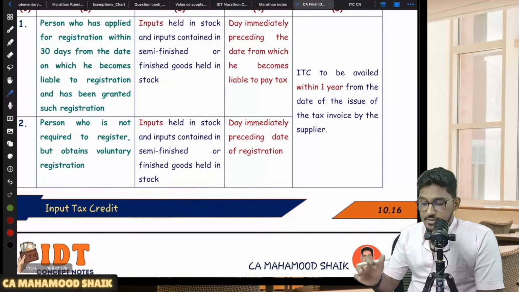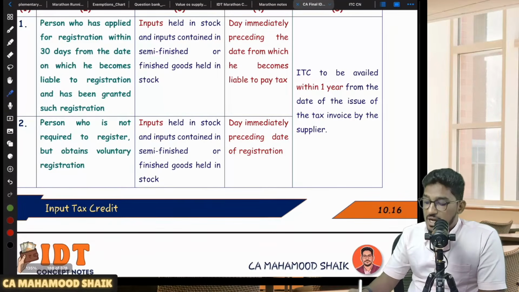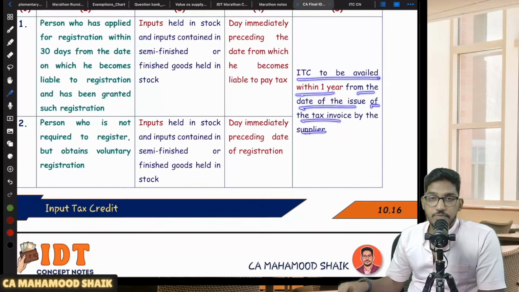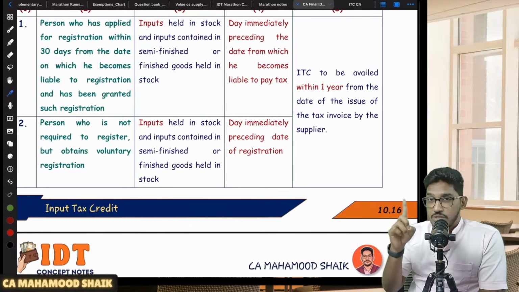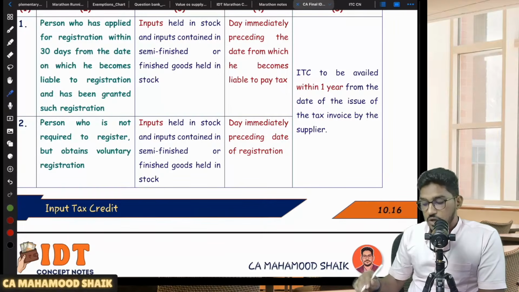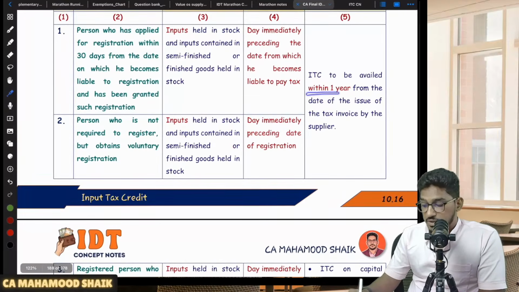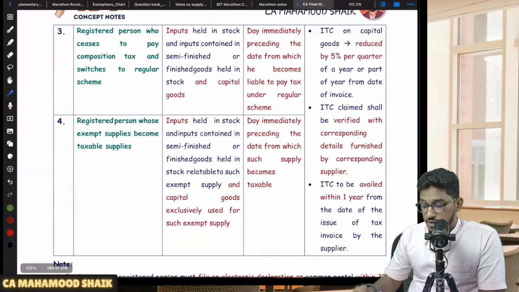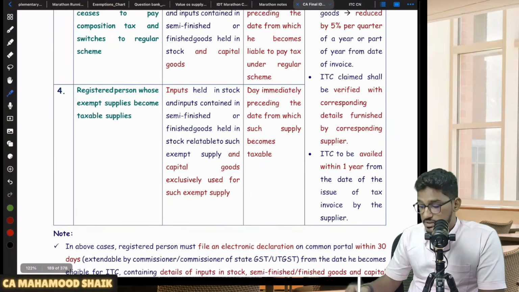So in all the 4 cases, whether it is inputs or capital goods, ITC has to be availed within 1 year from the date of issuance of invoice. For that inputs, for that capital goods, an invoice would have been given. If 1 year has already expired, still you can't take the ITC. In all the 4 cases, ITC has to be availed within 1 year from the date of issuance of tax invoice by the supplier. This is the common point.